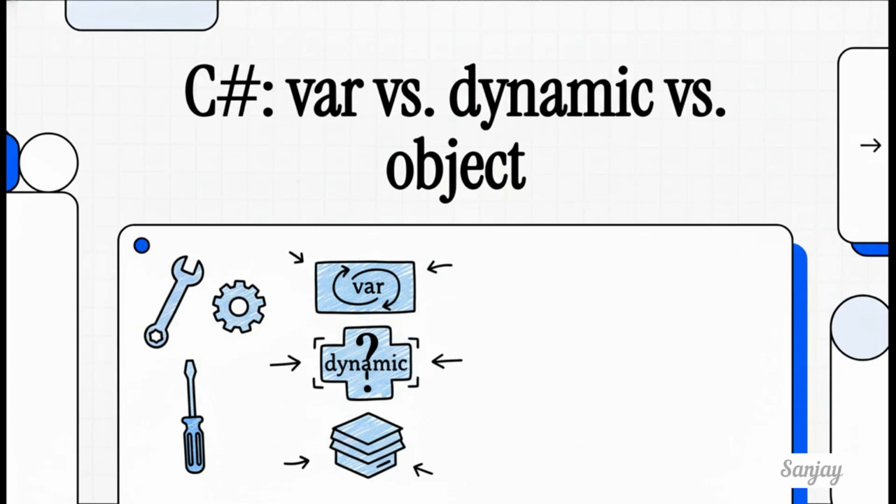All right, let's talk about C#. We've got this amazing toolbox full of powerful keywords, right? But there are three in particular, var, dynamic, and object, that seem to cause a lot of confusion. Today, we're going to open up that toolbox, lay them out side by side, and figure out what each one really does and when you should be reaching for it.